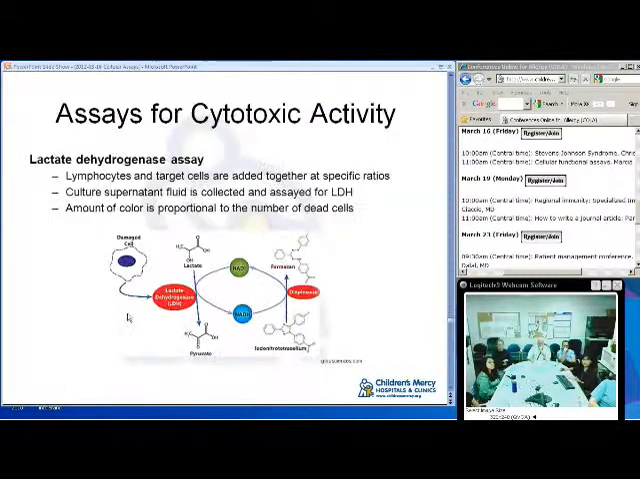Okay. So for the lactate dehydrogenase assay, the lymphocytes and target cells are added together, again at a specific ratio, and then you collect the culture supernatant and assay for lactate dehydrogenase. The amount of color is proportional to the number of dead cells. And so this is just the assay that we use for that.